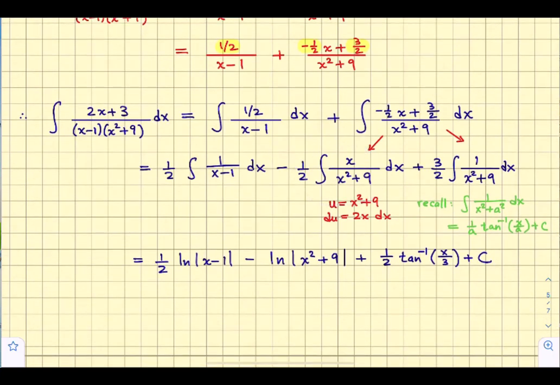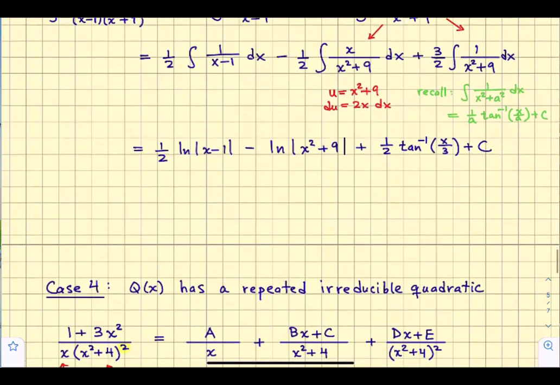Like I said, we already anti-differentiated this. You can do this with a very straightforward u substitution. And you can do this recalling the integral from calculus 1, that the integral of 1 over x squared plus a squared is 1 over a tan inverse of x over a plus c. So this is a tan inverse integral. Okay, so that's how we handle case 3.